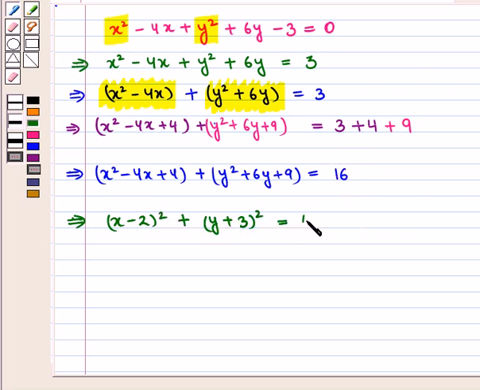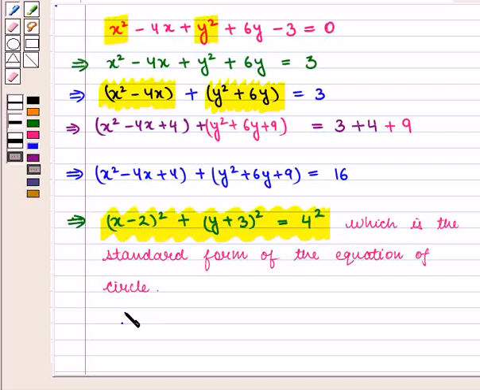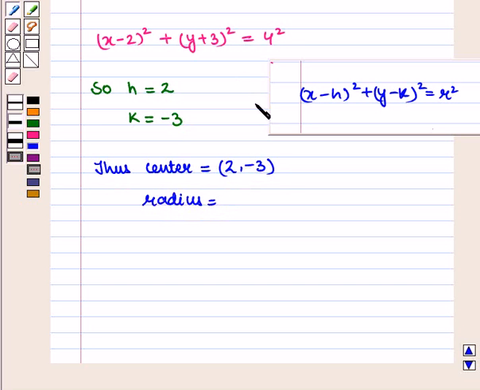Now 16 can also be written as 4 square, and this is the standard form of the equation of circle, that is x minus h whole square plus y minus k whole square is equal to r square. So here h is equal to 2 and k is equal to minus 3. Thus center will be given by the ordered pair 2, minus 3. Also, radius is equal to 4.